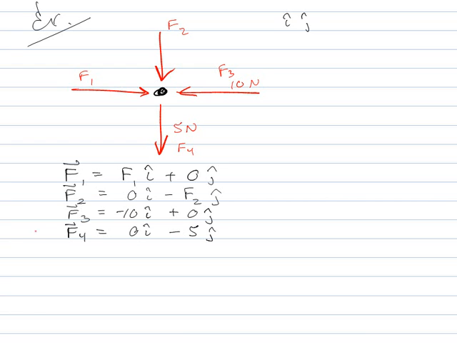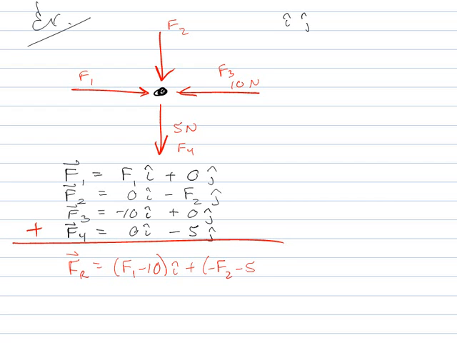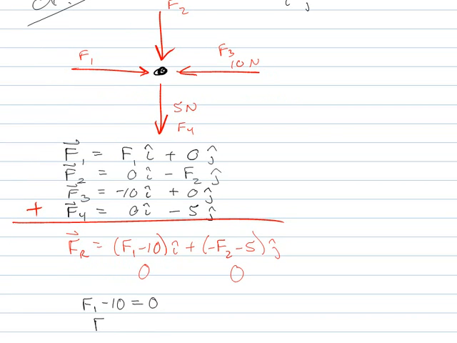Now, if I add these together, I'm going to get a resultant force of F1 minus 10 and minus F2 minus 5. Now I know that I want each of these to be 0, so that means that F1 minus 10 is 0, or F1 equals 10, and then minus F2 minus 5 is 0, so F2 equals minus 5.